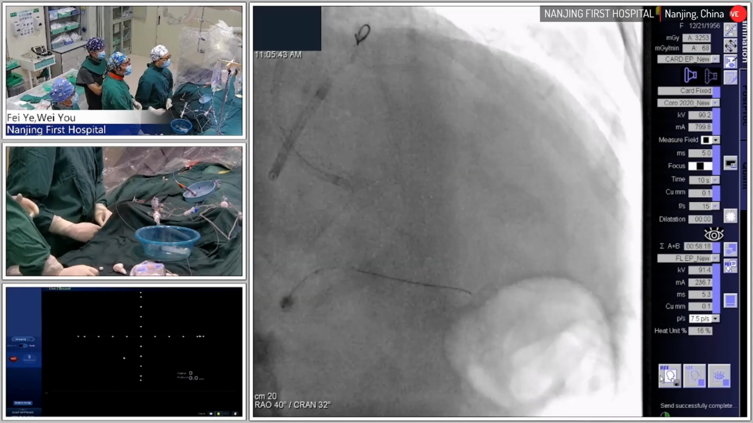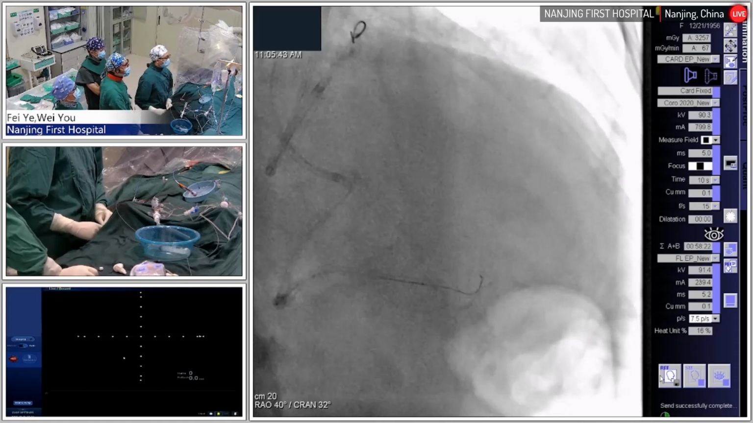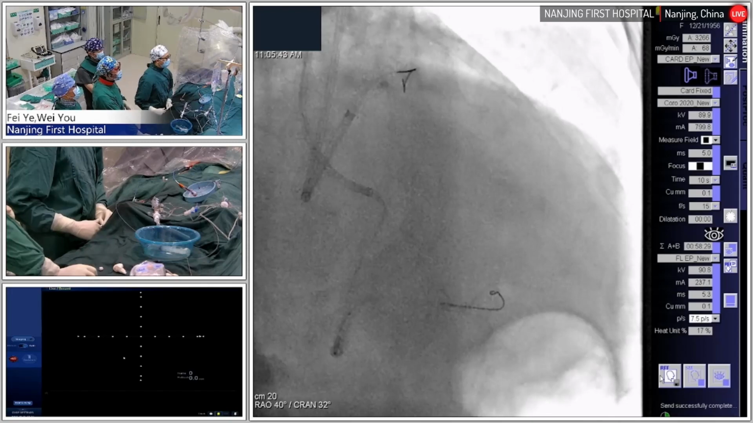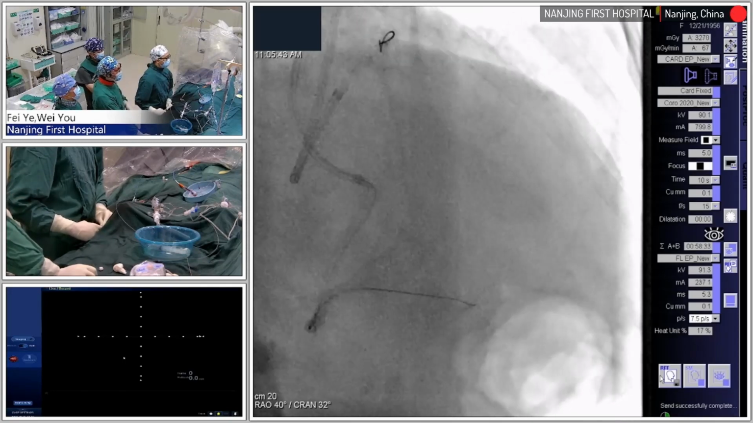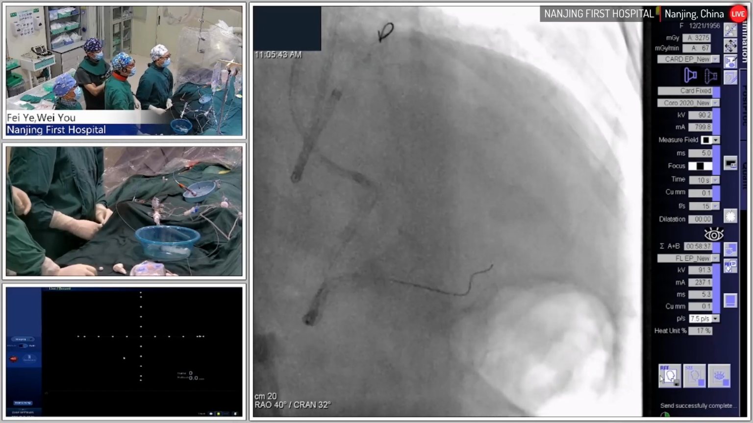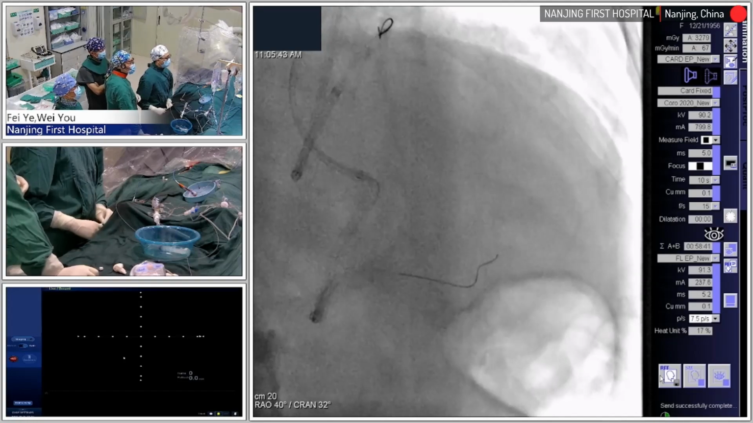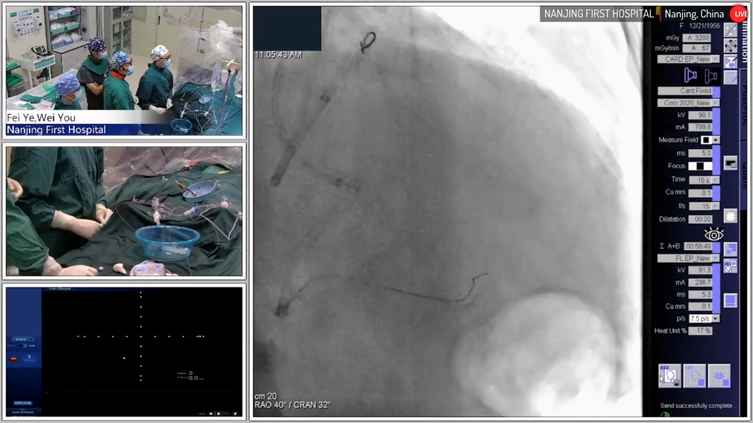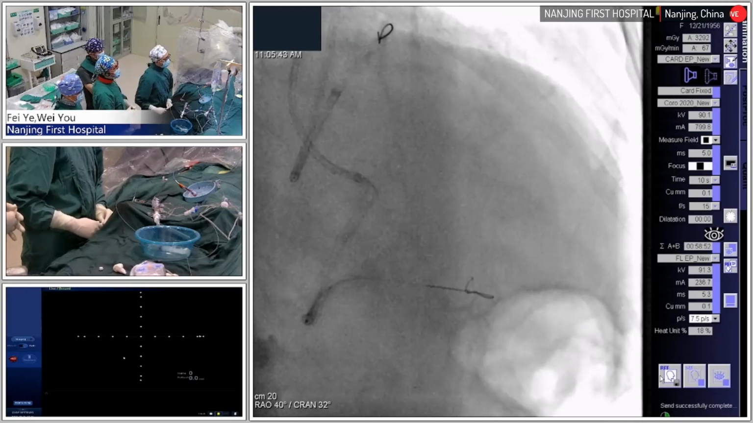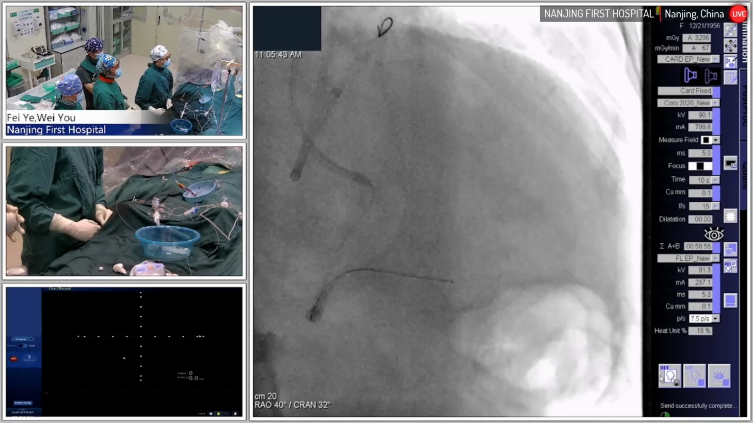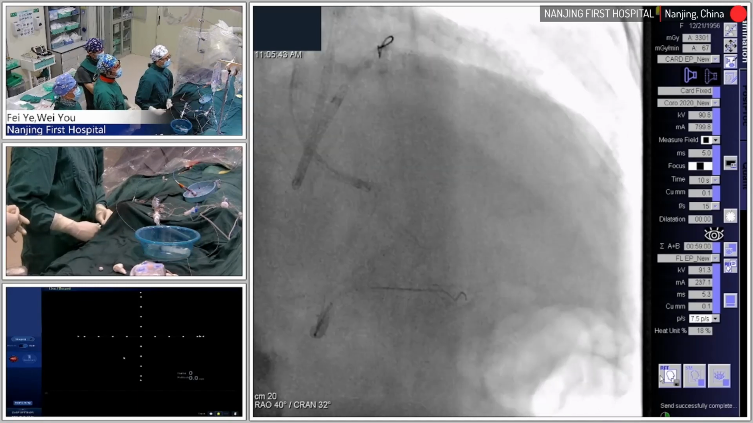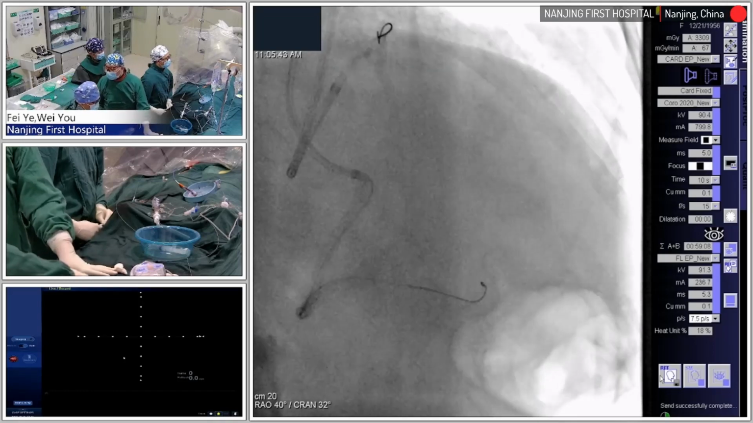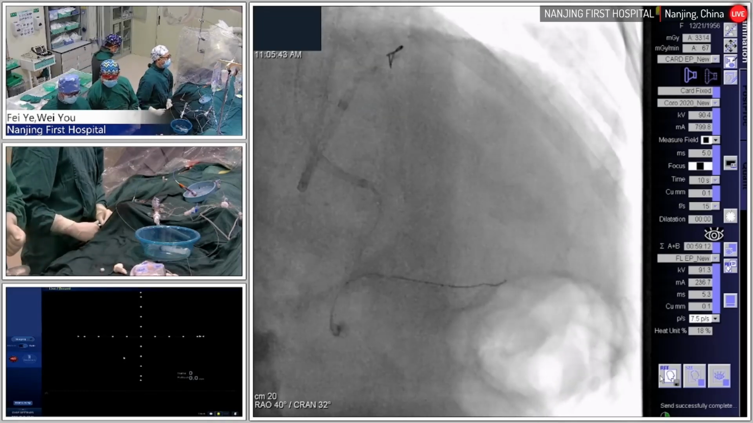No. No. Put it back to find another one. You can find the ventricle. Maybe better. Try. No. Not good. Still fail, use another new one. New wire, new wire, please. Okay, 3 minutes.